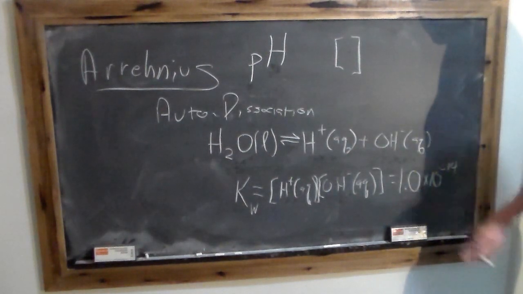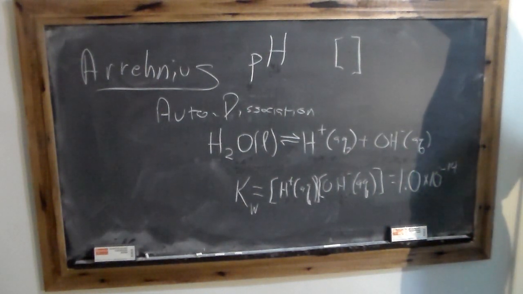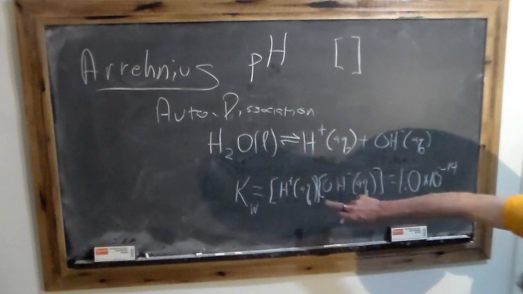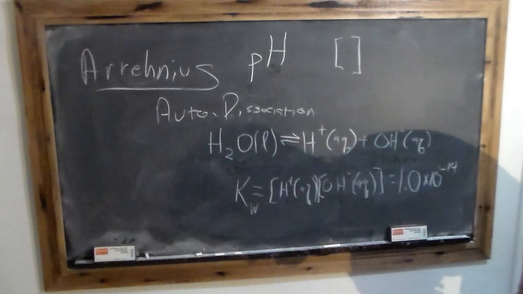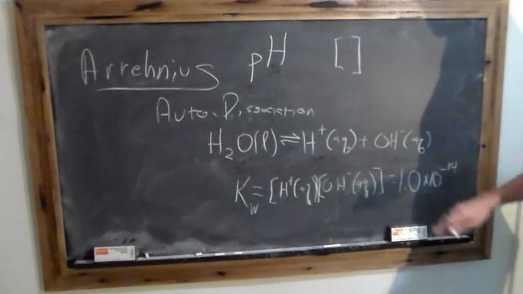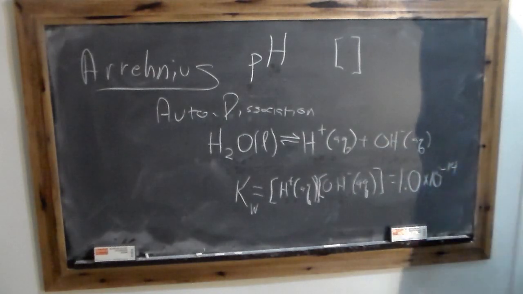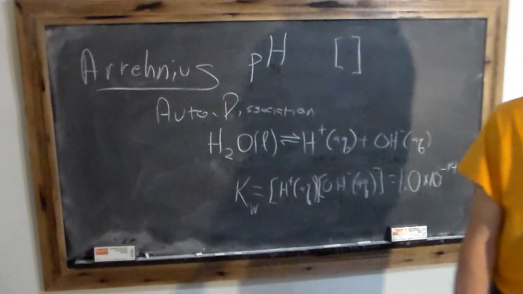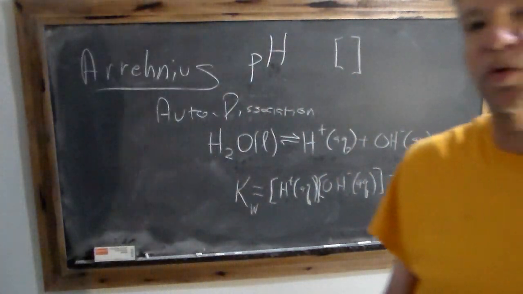So this is experimentally measurable, which means if we know the concentration of hydronium or hydroxide, if we know either one of those, we can find the concentration of the other just by plugging it into this little equation. Okay, finally. So what is p?